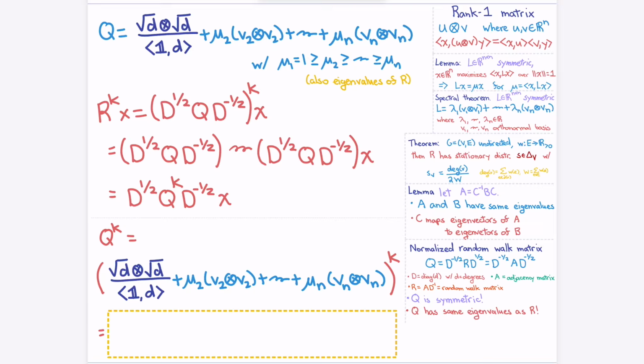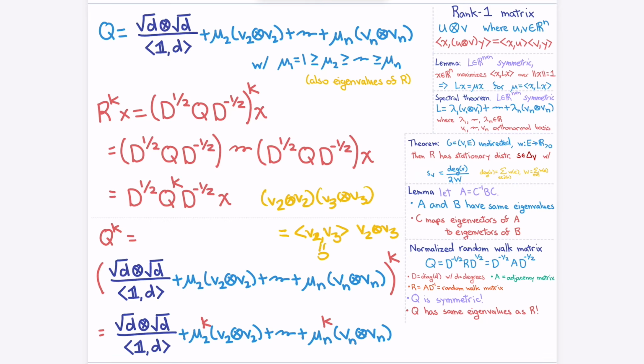So when I take V2 outer product V2 times, say, V3 outer product V3, what do I get? 0. So V2 outer product V2 times V3 outer product V3 is going to get you V2 outer product V3, but this is 0. So all the cross terms cancel. Then what's left? Every term to the k: mu2 to the k, mu n to the k. There's a 1 to the k that's kind of quietly omitted here.